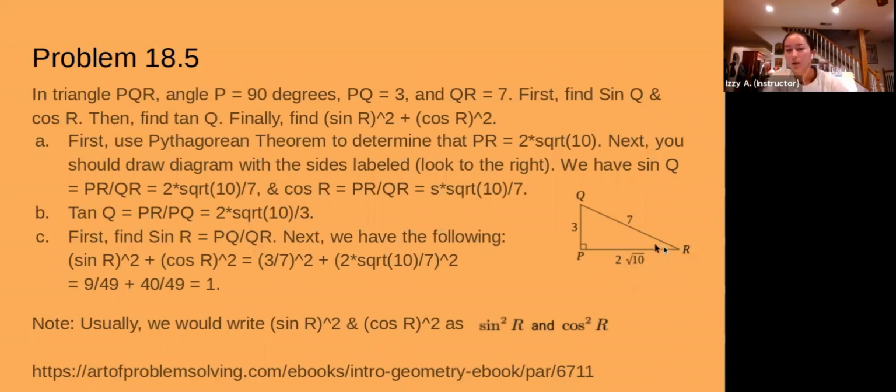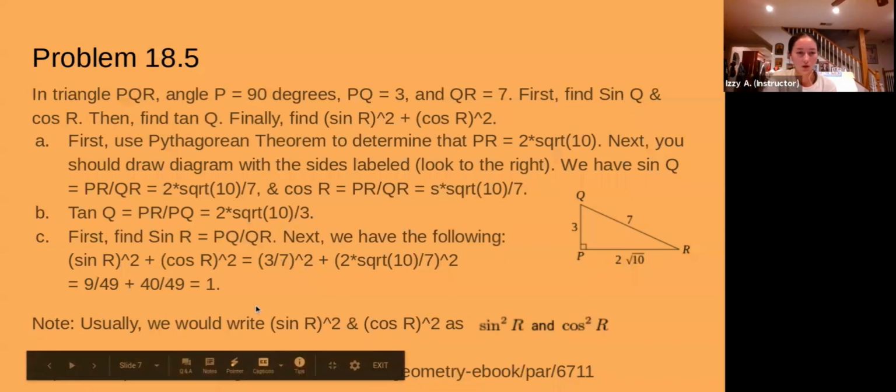But sine of R, that would be opposite over hypotenuse. So that's going to be PQ over QR. And then next, we would find cosine R, and cosine R is going to be adjacent over hypotenuse, so that's going to be 2 square root of 10 over 7. And eventually you would plug in the values that you know, so you would get 3 over 7 squared plus 2 square root of 10 over 7 squared. And that's going to be 9 over 49 plus 40 over 49, and you would eventually get 1.